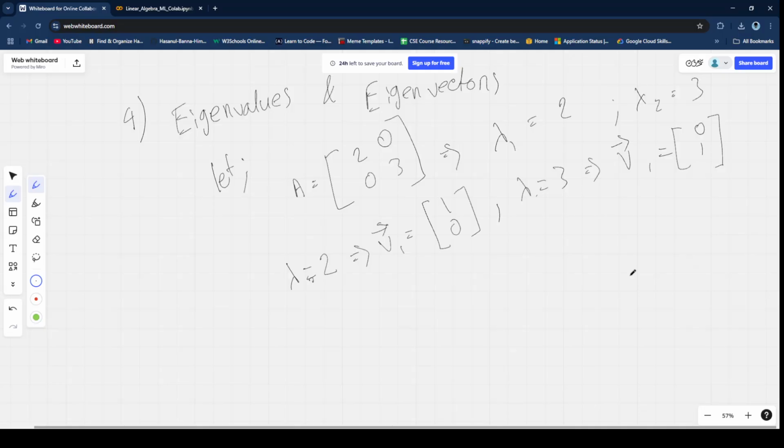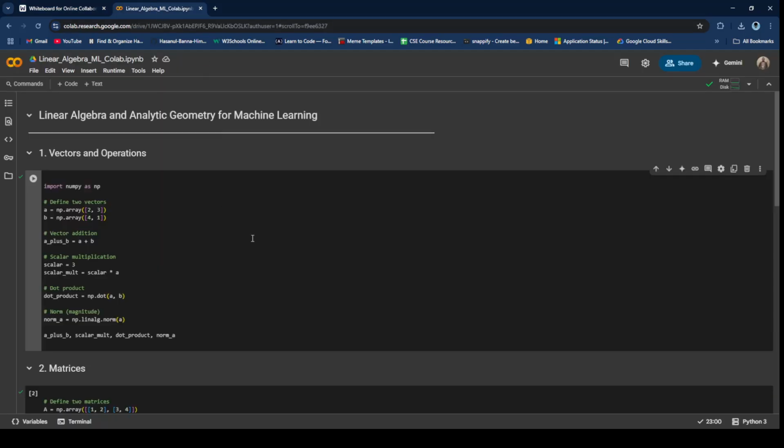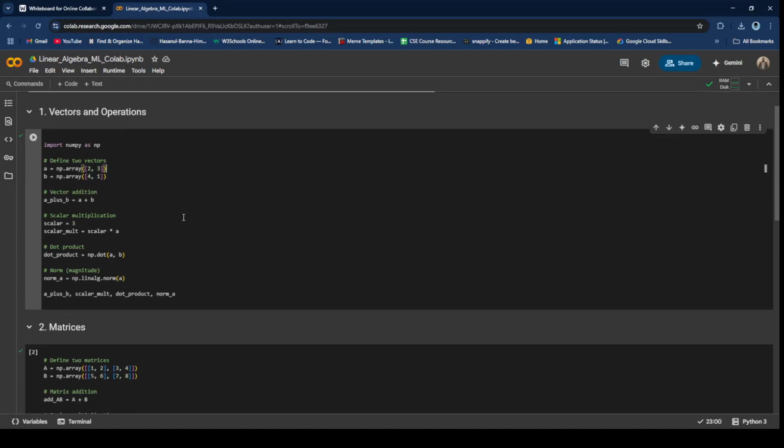Now, this was our example, along with the explanation and basic definitions of these things: the matrix, the vectors, the systems, and finally the eigenvalues and the eigenvectors. Now, if we want to look at our Colab file, I will share this with you in the comment or in the description. Here we can see we have a Colab file. At first, we are importing NumPy. I have commented everything for you for better understanding.